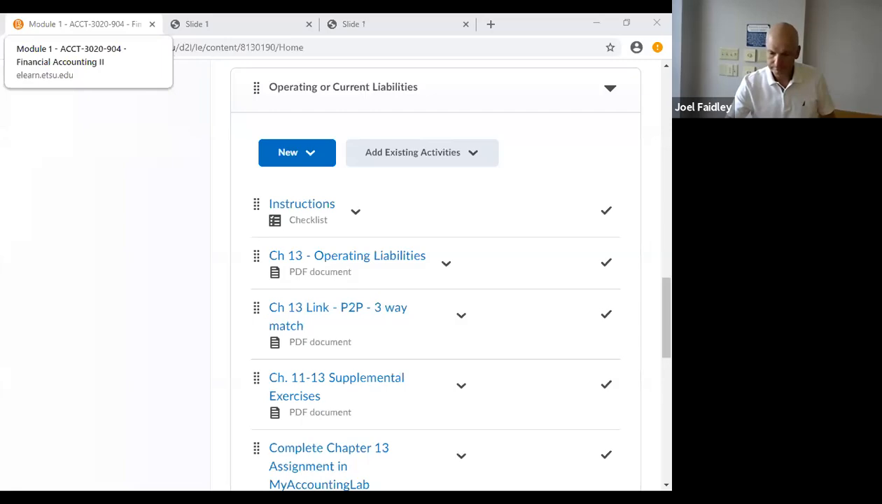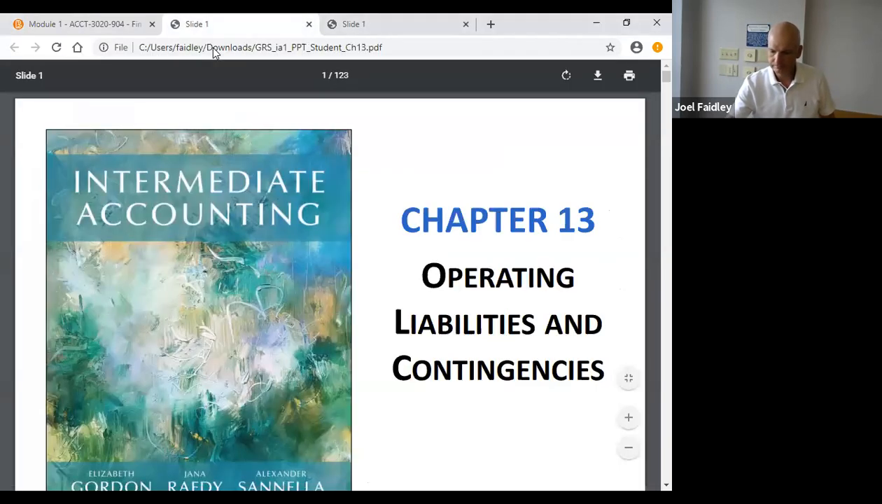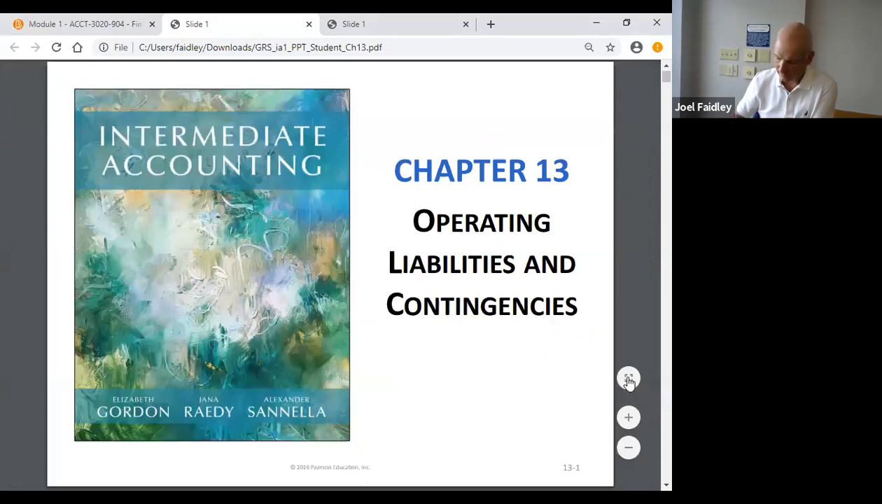Let's see here if I can find it, share the actual... there it is. Hopefully you can see that. What we're going to look at here is these PowerPoints. There's a lot of them, but we're going to look at the most important ones.